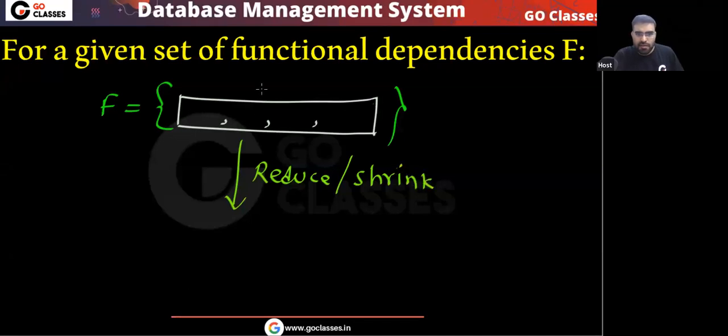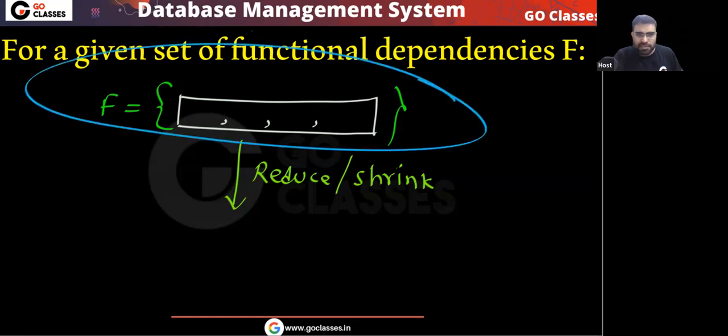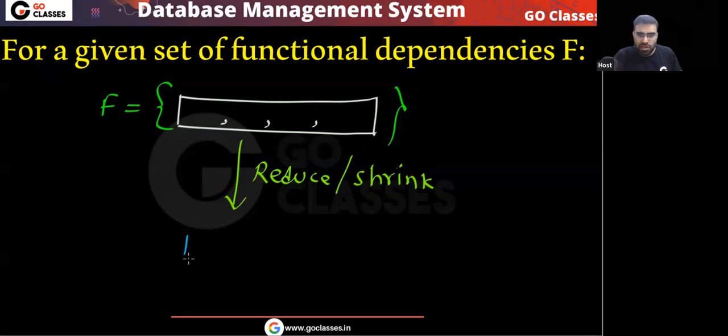So you can see what we can do. This set of functional dependencies, can we shrink? Can we reduce? So this set of functional dependencies will be called FM, that means minimal cover. FM means the minimal cover of F. Is this clear? So very simple point.